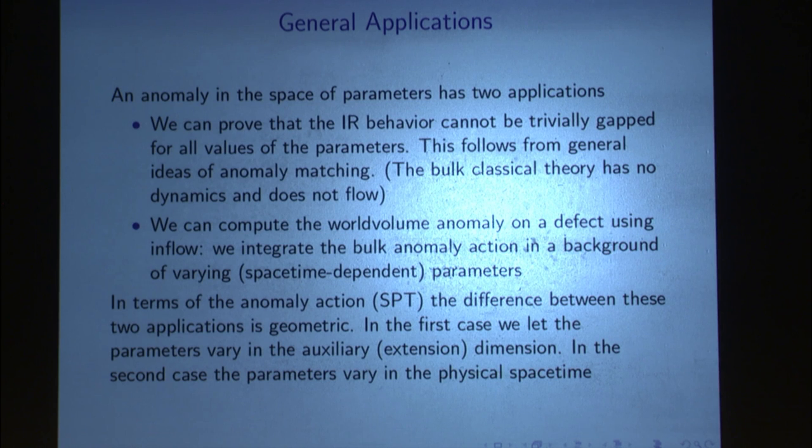OK. Once you have this expression, this d plus 1 dimensional classical action, it has concretely 2 kinds of applications that we've seen now. The first is that it always implies that the IR behavior cannot be trivially gapped everywhere in parameter space. This is a standard implication of anomaly matching, but now using this parameter anomaly. The second is that using these integration by parts tricks and inflow tricks, we can compute the world volume anomaly on a defect that we make by space-time dependent parameters. So we see that this same mathematical formalism unifies these 2 different applications.